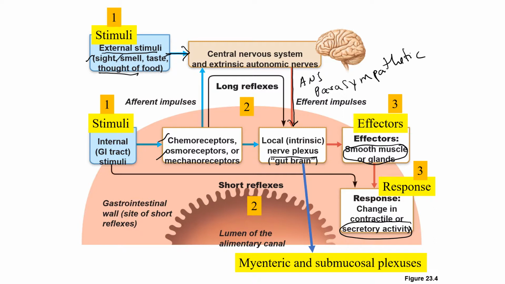By the same token, the receptors found in the GI tract itself, chemoreceptors, osmoreceptors, and mechanoreceptors, will also stimulate nerve plexuses. These nerve plexuses refer to the submucosal plexus and the myenteric plexus. In turn, the effect will be a smooth muscle contraction and secretion of glands.